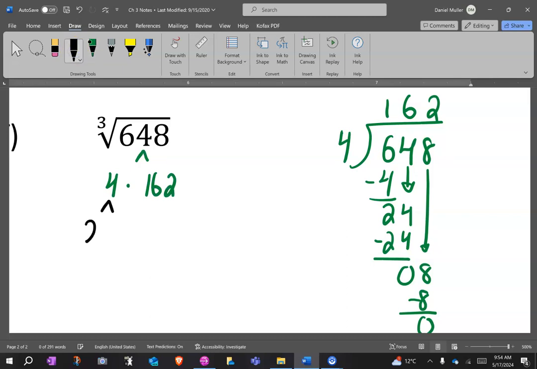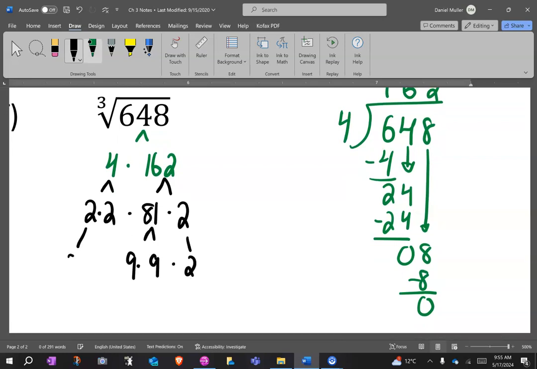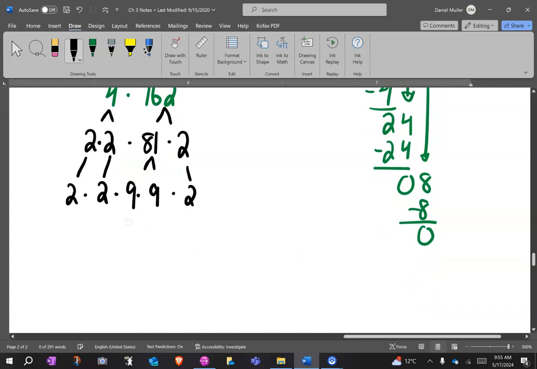Now 4 can split up to 2 times 2. 162, I can see that 160 will be 80. So I'm thinking it's 81 and 2. And I got 81. 81 is 9 times 9, and I can bring this 2 down. And I can bring these 2's down. And then I guess I just have these 9's.